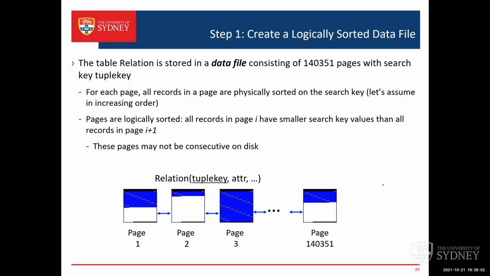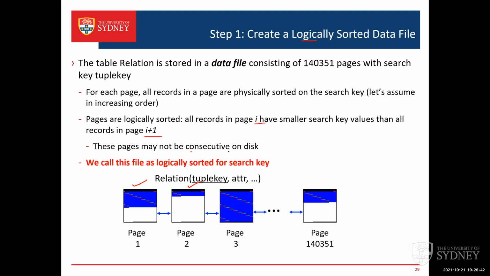So what does that mean? First we have to create a logically sorted data file. Logically sorted data file simply means that the data in the first position will always be smaller than the data in the next position. So that one is written here: all records in page i have a smaller search key value than all records in page i+1. So that is what sorted means, right? But since this is logically sorted, using this pointer we will always try to keep that sorted order. We call this logically sorted data.